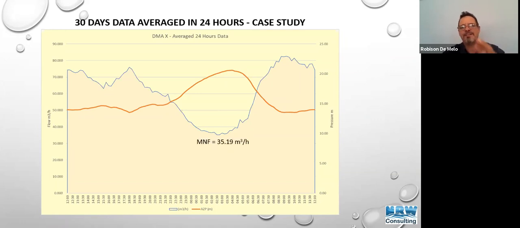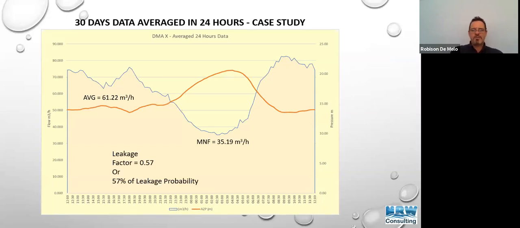here we can identify that the average minimum night flow of this area is 35 cubic meters per hour, okay? So now, just doing a quick calculation to identify how bad or how good the area is for leak detection, taking this average minimum night flow, we have a leakage factor of 0.57, or 57% leakage probability. But remember, it's not just a domestic area.